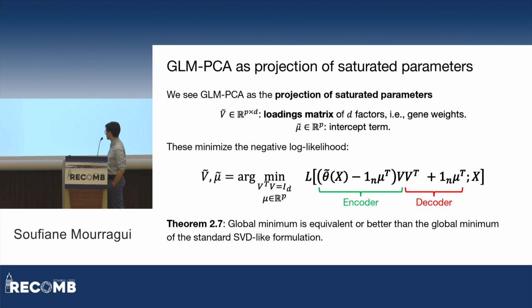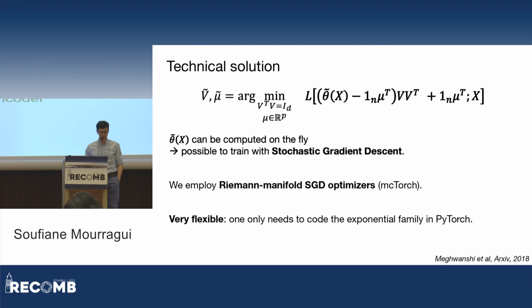So we start with a saturated parameter here, we remove the intercept, and then we project with a V matrix on the D principal components. For the people who are more familiar with autoencoders, that corresponds here to the encoder step. And then we just use the loadings to map back to the cell view, so to the SNPs or the feature view, and we just add back the intercept term.